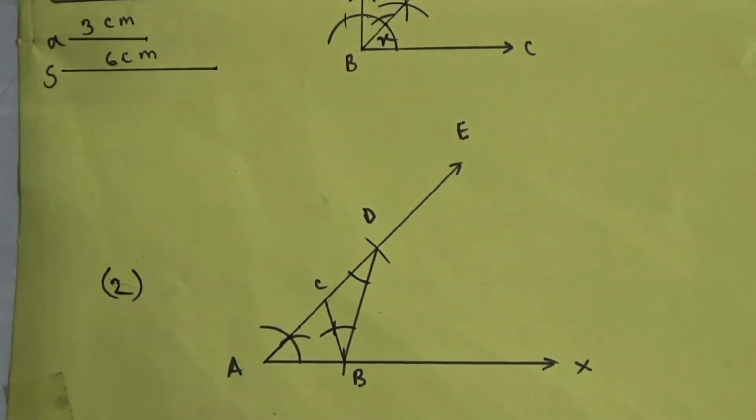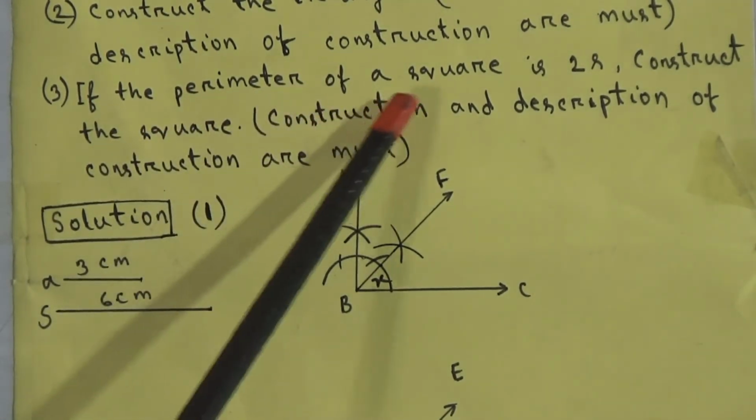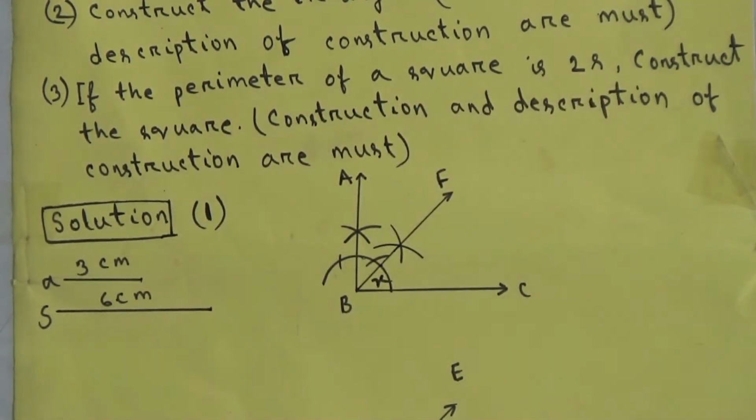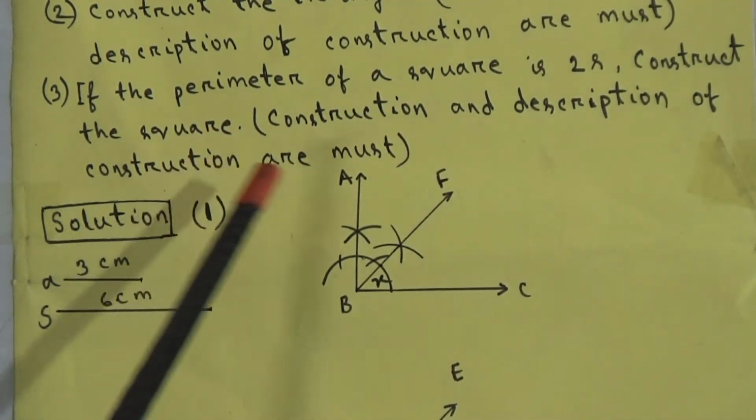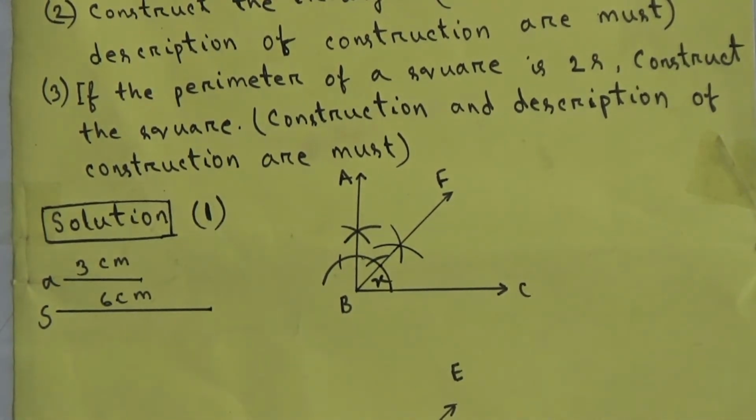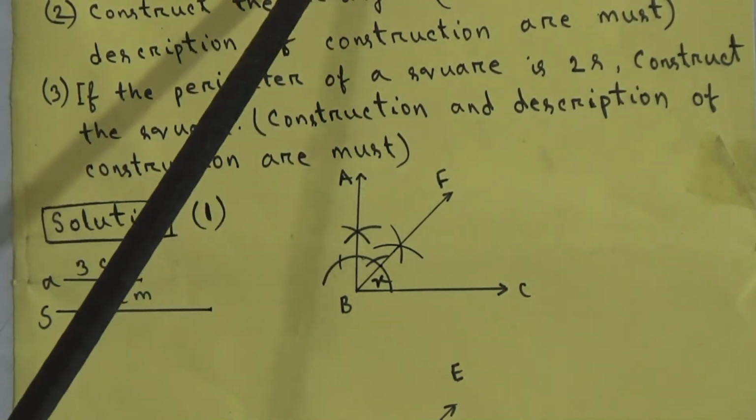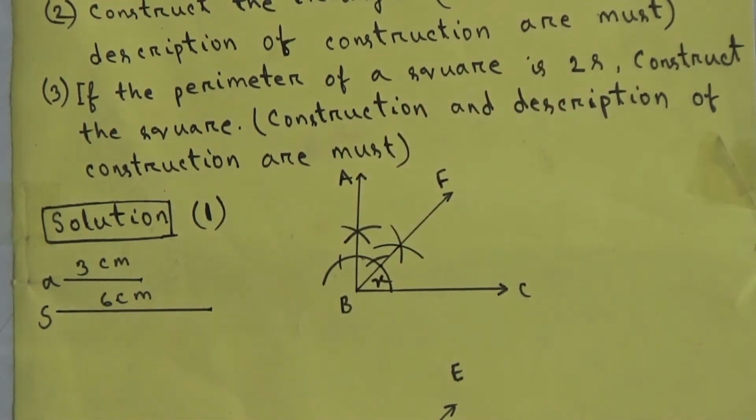The question of 3 number is, if the perimeter of a square is 2s, construct the square, and construction and description of construction are a must. Perimeter of a square is 2s. We know that perimeter means the sum of the length of all sides. Here the value of s is 6 cm, so the value of 2s will be 12 cm. That means the sum of the length of all sides of the square will be 12 centimeter.